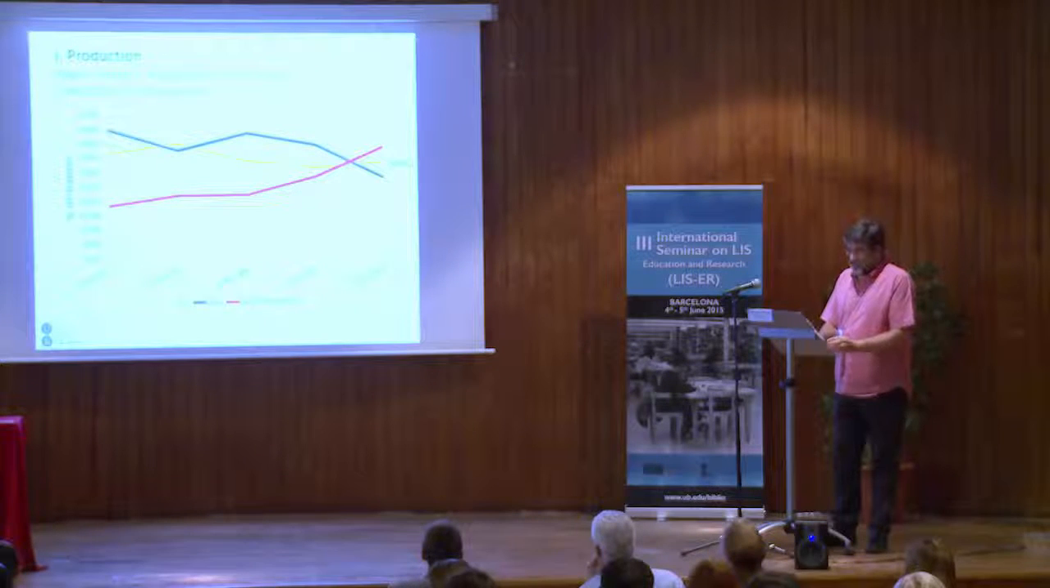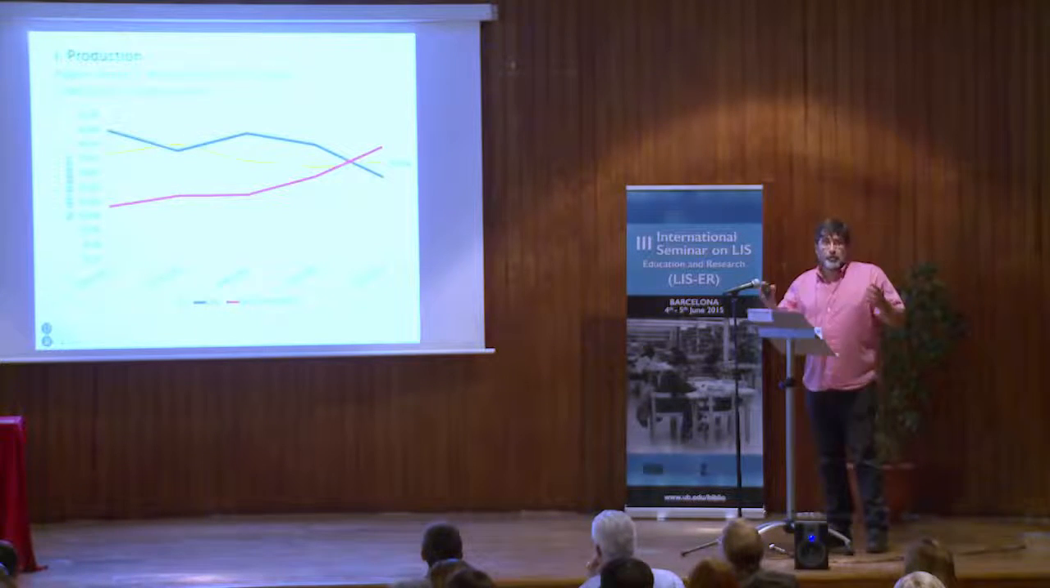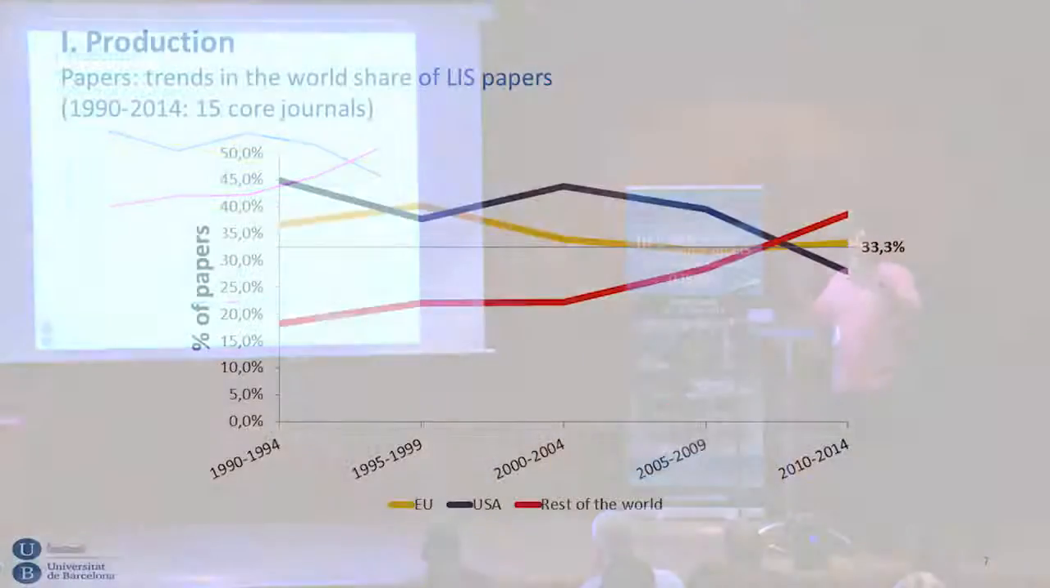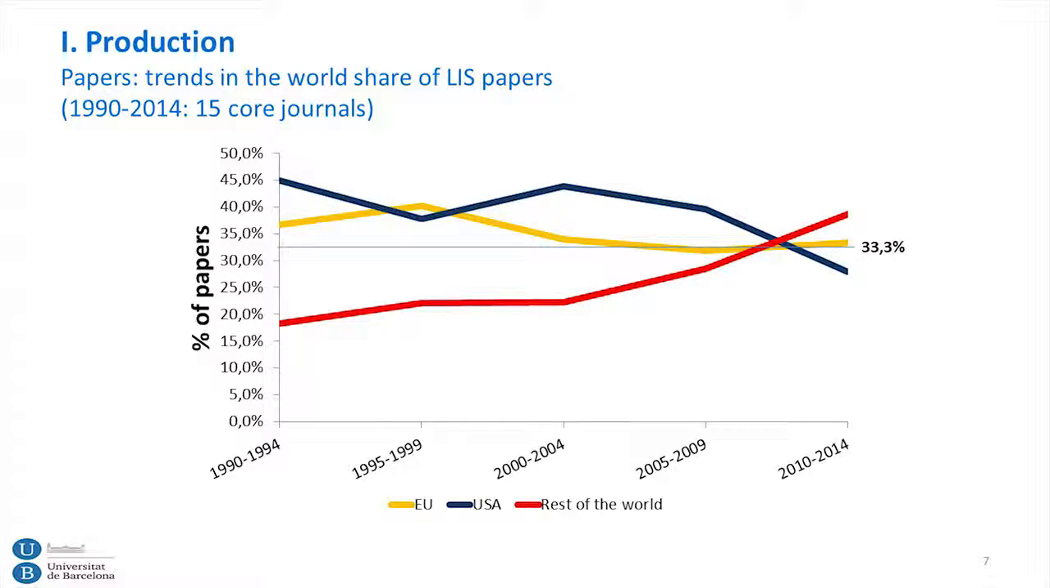If we compare this data of the general and raw output, we can see that all three areas, Europe, the United States, and the other countries, the rest of the world, are converging to a one-third, one-third, one-third share of the output. And you can see Europe is the yellow one, just in the middle, mostly as the central point of 33.3%.